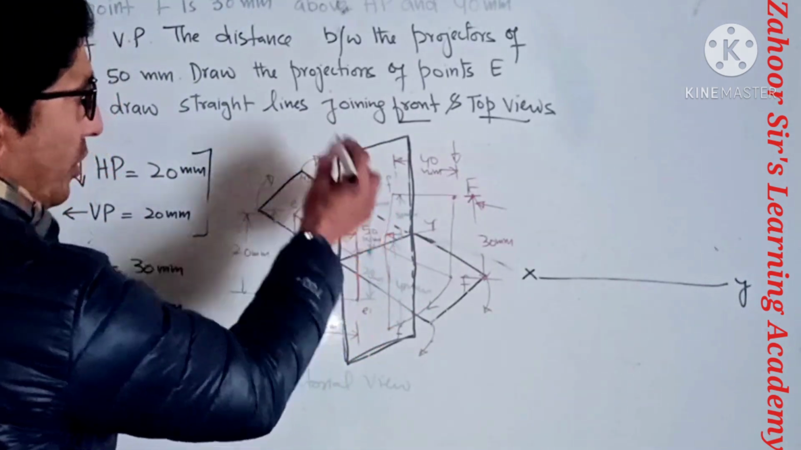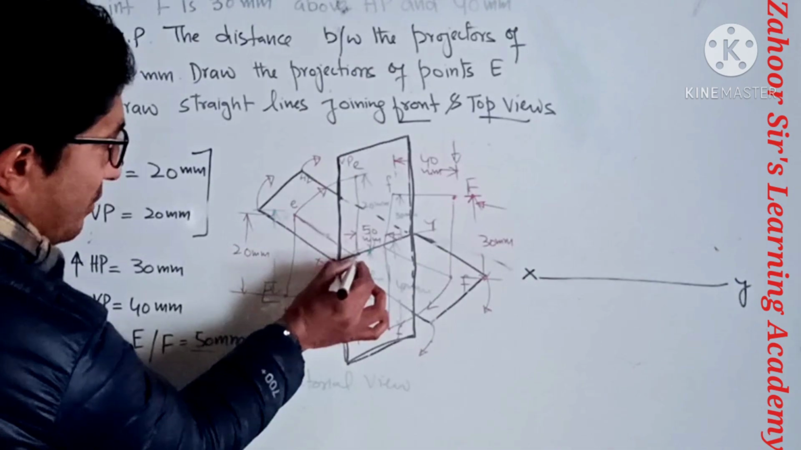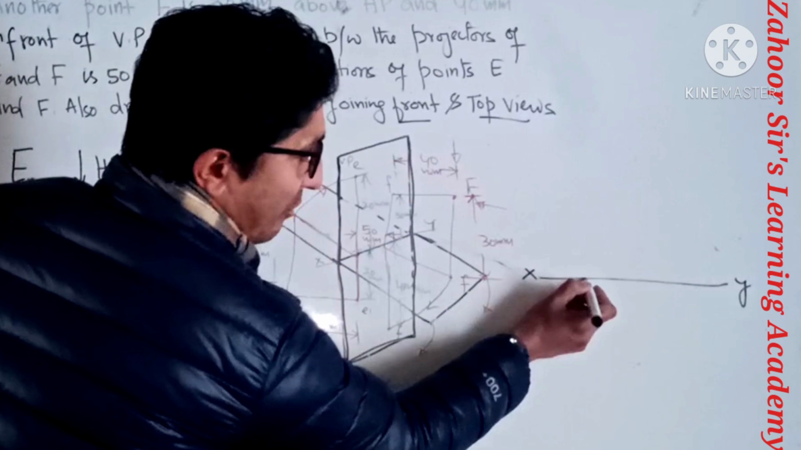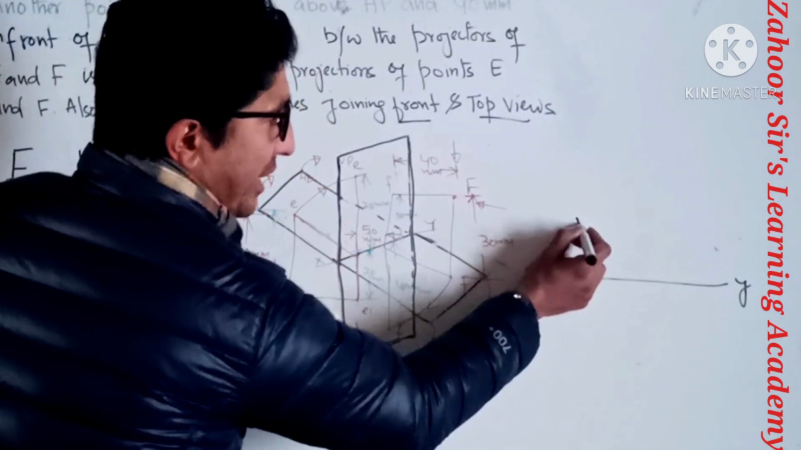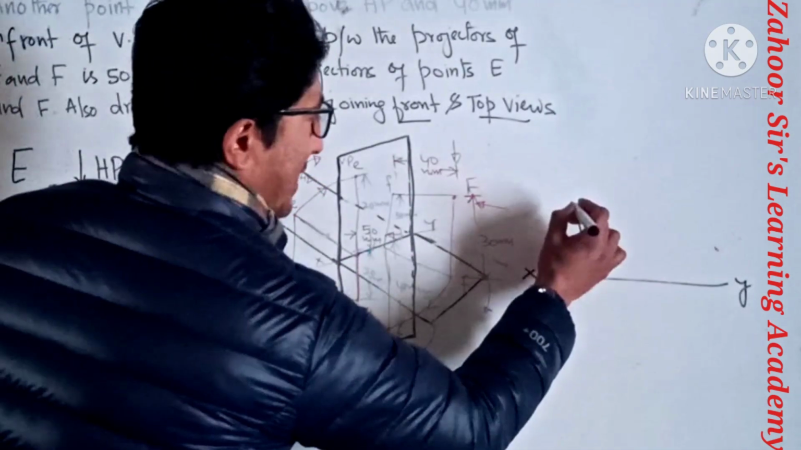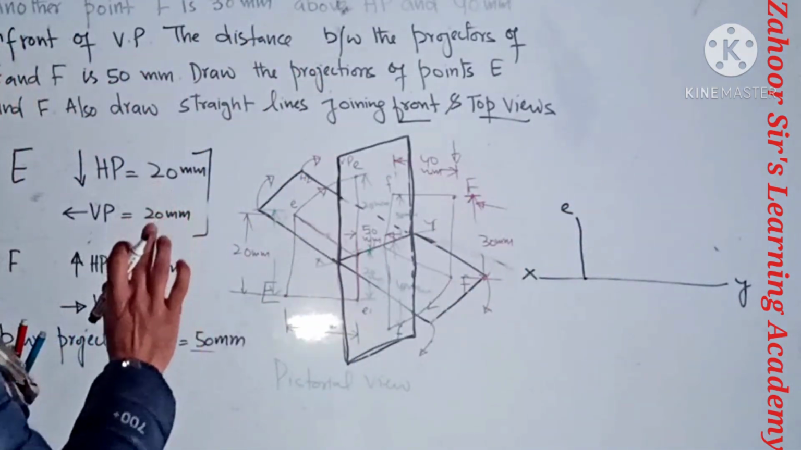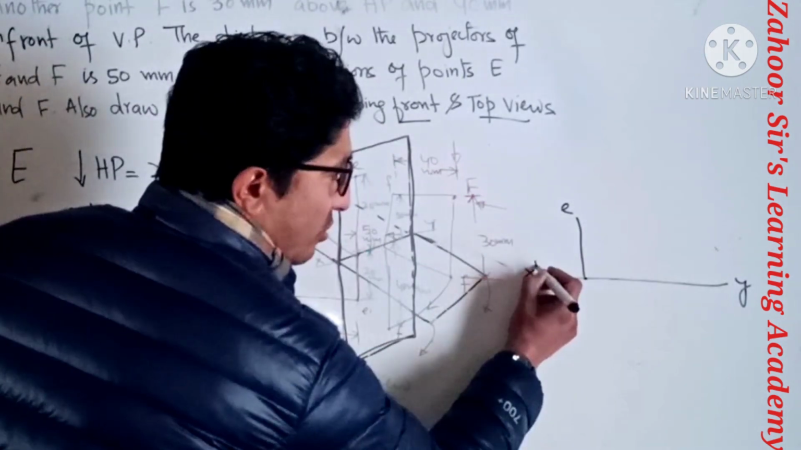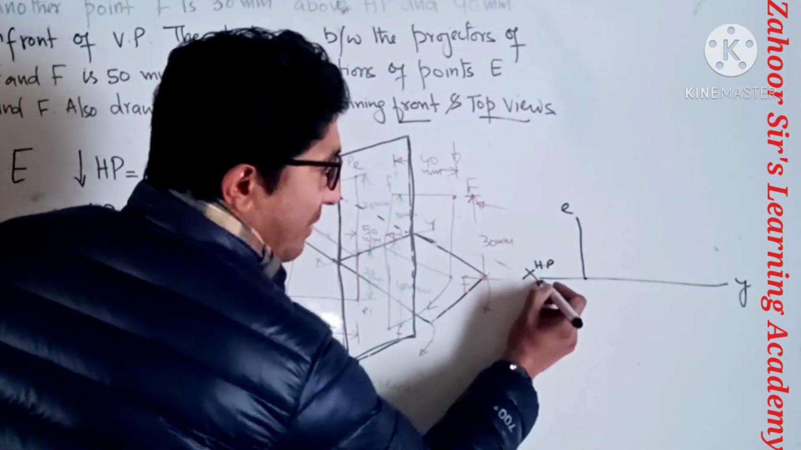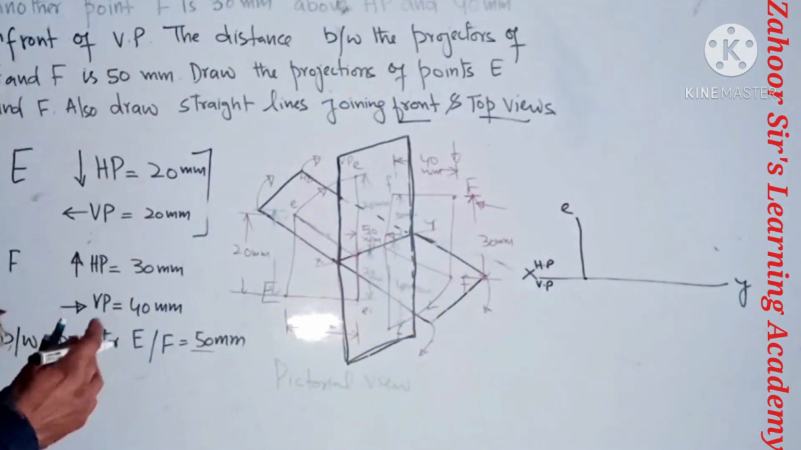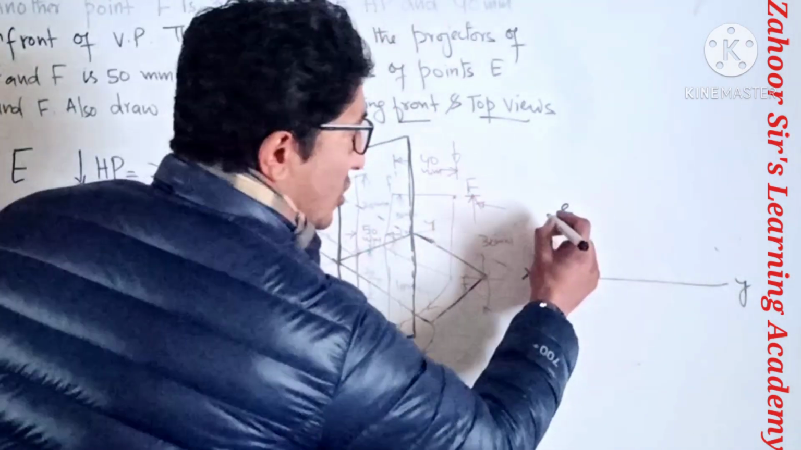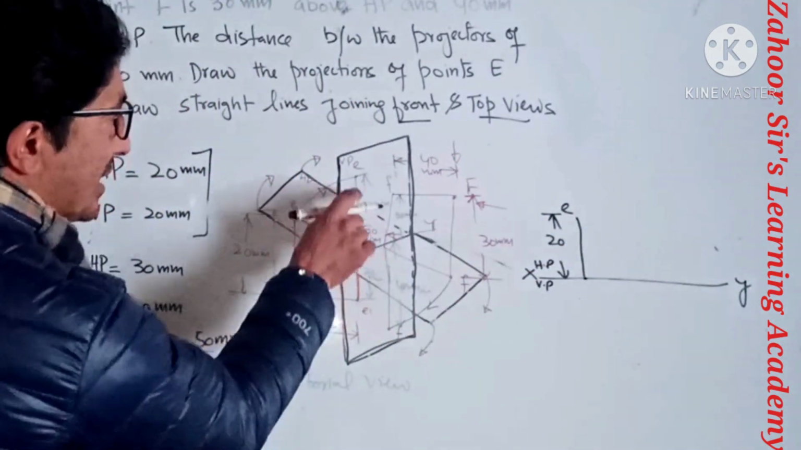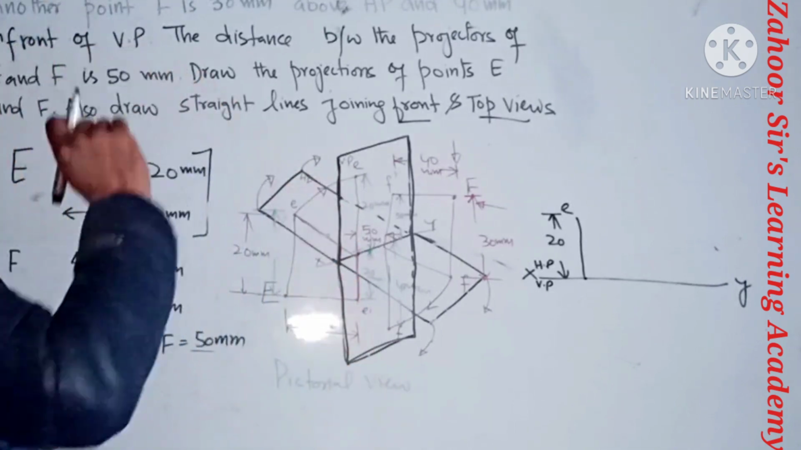First let's draw the point E. So point E, see, from this XY line it is above 20 mm. So from here you have to keep a scale and measure 20 mm and give a line, that is point E. That is the top view of my E, because it was in the third quadrant, and we know in the third quadrant HP is above and VP is below. That means the top view is above. Fine. And the distance from this point to this point, which was very much clear, is 20 mm, which I have already given in the pictorial view.